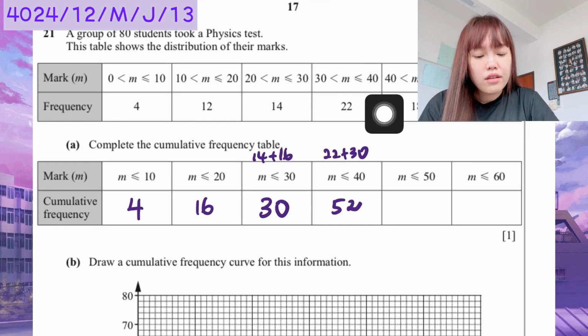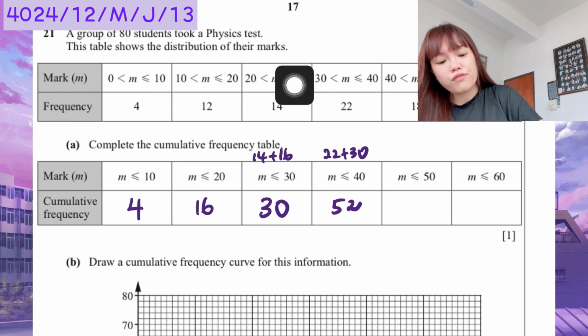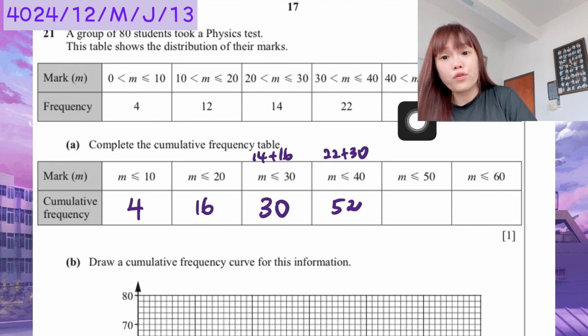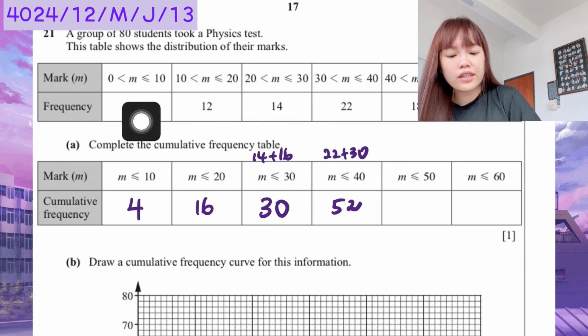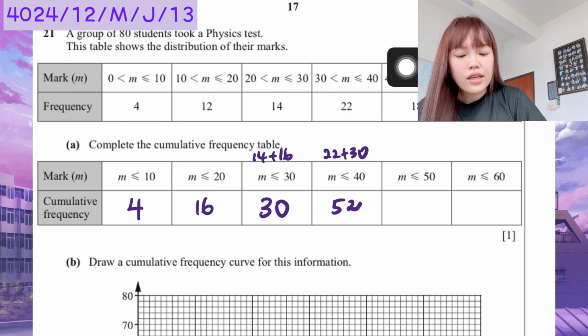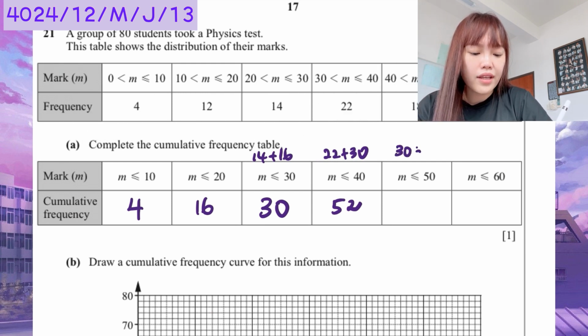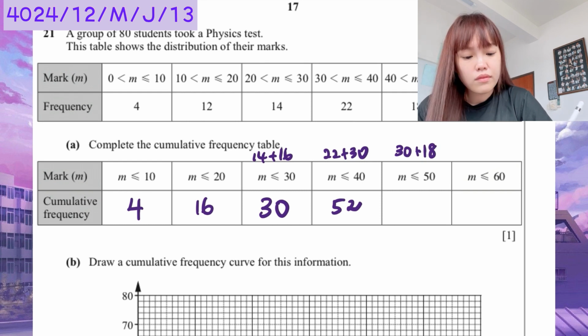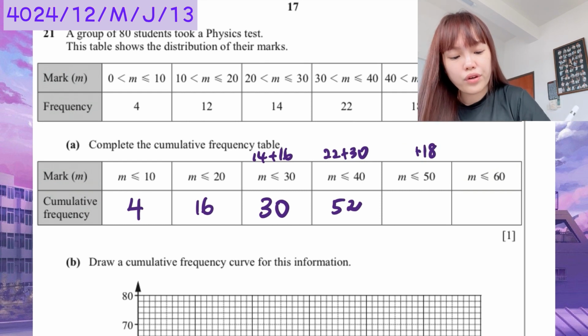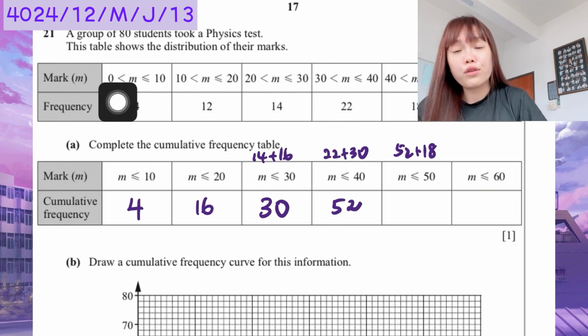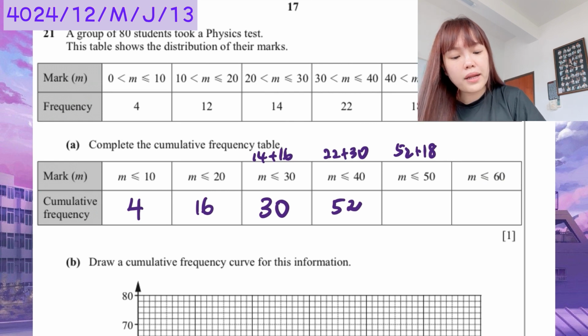Okay, and less than 50 is everything from 18, 22, 14, 12, 4. You don't need to plus all over again, because we already know that here until here is 30. Here is already 30, so you just need to plus with 18. 52, sorry. Okay, here until here is 30, including here is 52. So 52 plus 18.